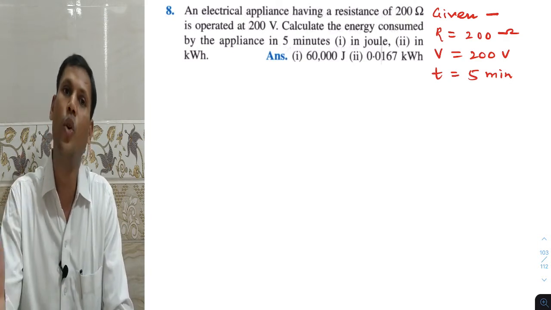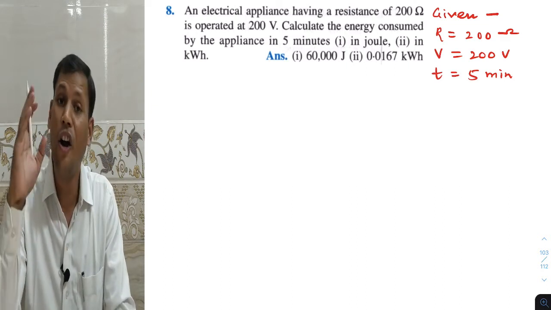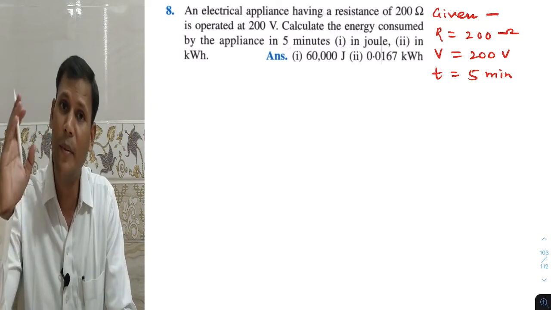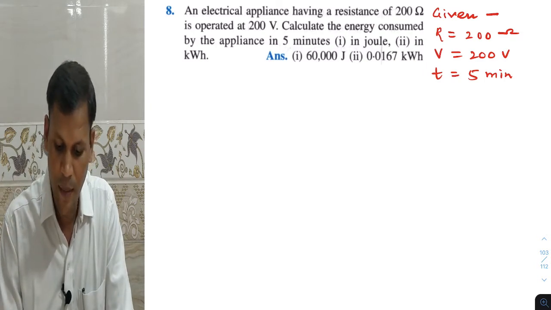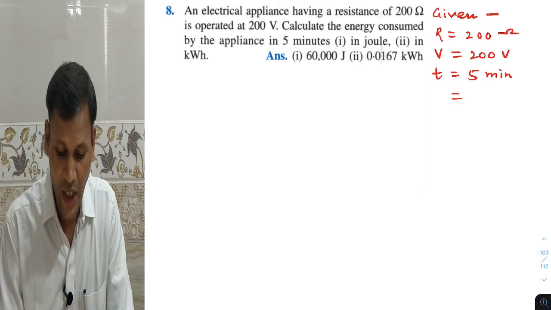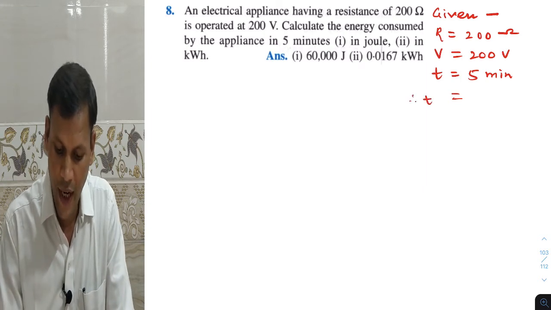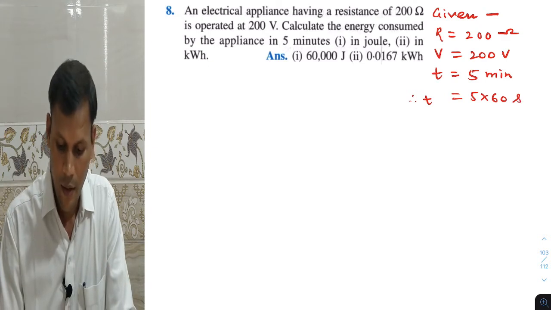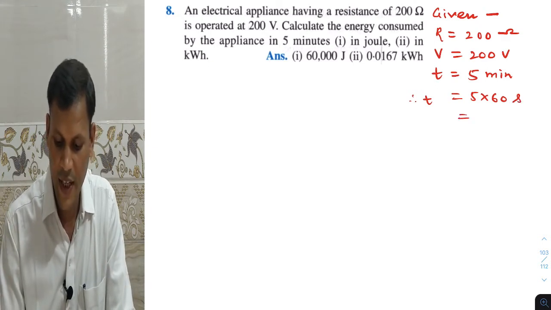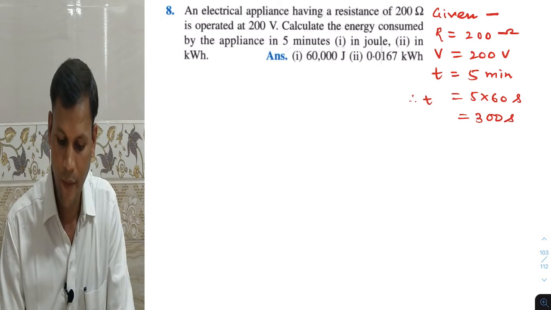मैं इस 5 मिनट को आवर में भी कन्वर्ट करूंगा और 5 मिनट को मैं सेकंड में भी कन्वर्ट करूंगा. तो पहले सेकंड में कन्वर्ट कर लेता हूं. So this term can be written as, therefore, t is equals to 5 into 60, that is second. So it will be 300 seconds. It is time, one of the parts.